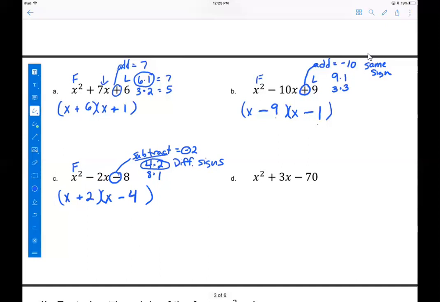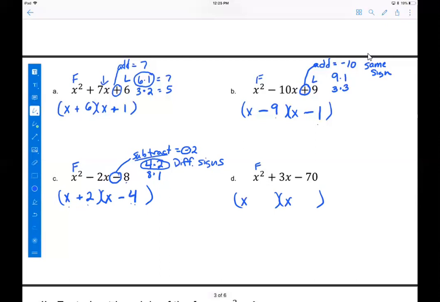Pull it back out, you can see that 2 times -4 is -8. And then if you did the inner and the outer and you combine those, you're going to get a -2. All right, our last example here, just unfoiling. First times first is x times x.